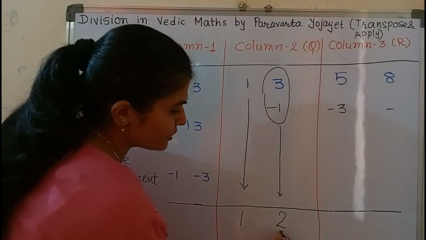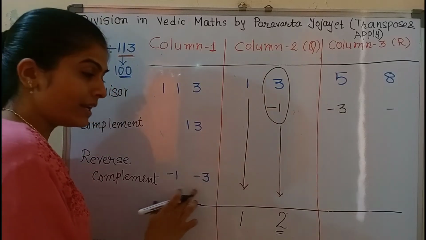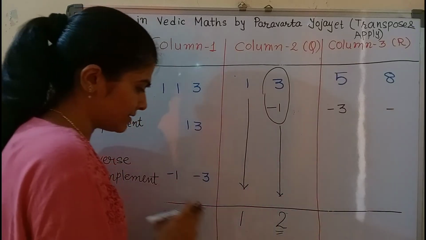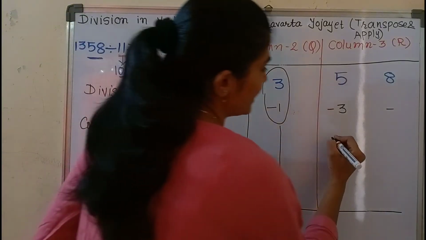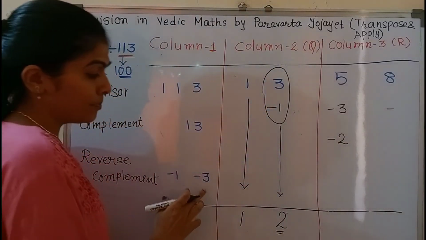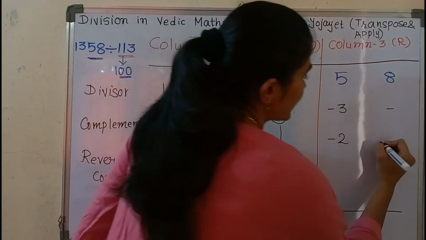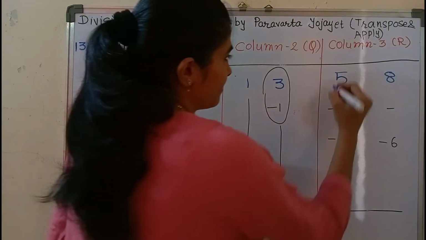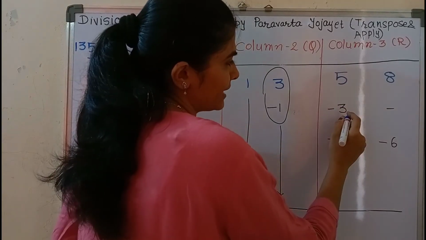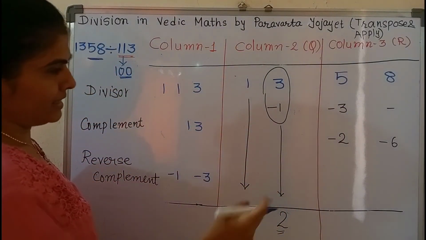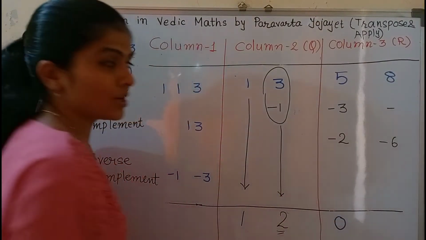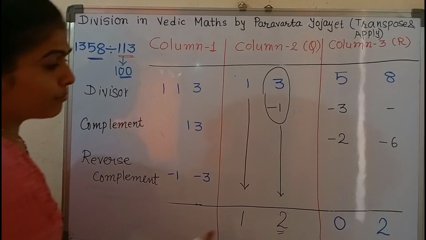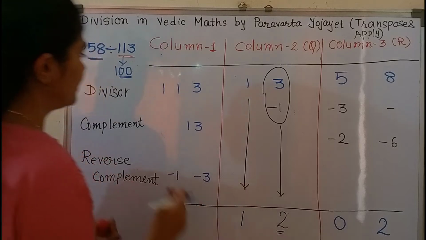Now the next step is, we should multiply this 2 with negative 1 and negative 3 and write down our answer one step towards the right-hand side. So negative 1 times 2 is negative 2, so I am going to write negative 2 over here, and negative 3 times 2 is negative 6, so I am going to write it over here. Now we are going to add them. If we add them, 5, negative 3 and negative 2, it will become 0. So I will write 0 over here, and 8 minus 6 is 2. So friends, my quotient is 12 and remainder is 2.